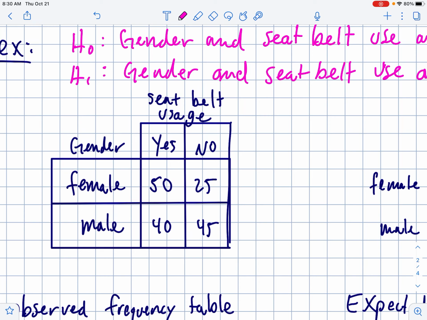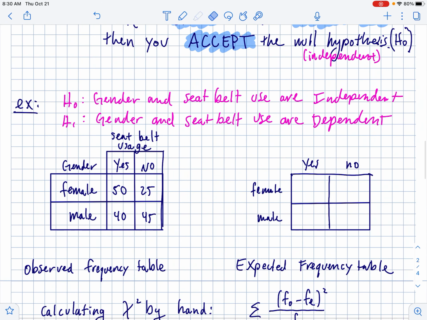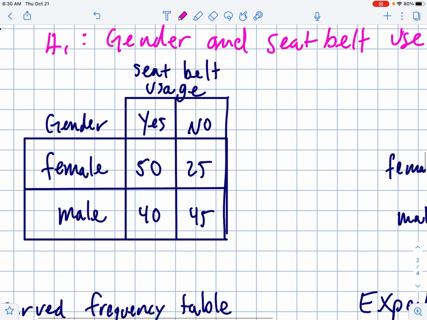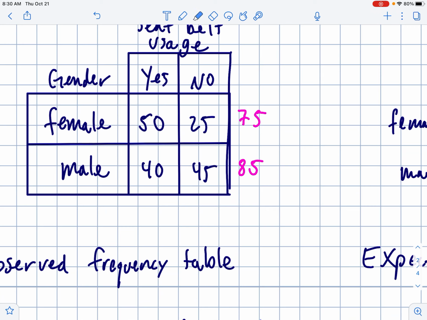Now, if we look at this data, a bunch of people got asked whether or not they use seatbelts and then asked what gender they identify as. The first step towards finding an expected frequency table, which we're going to fill out right here, is you got to take the original frequency table and add together all the columns and rows. So 50 plus 25 is 75. If I add together 40 and 45, that gives me 85. And then here, 50 and 40 is 90. And then adding together the column is 70.